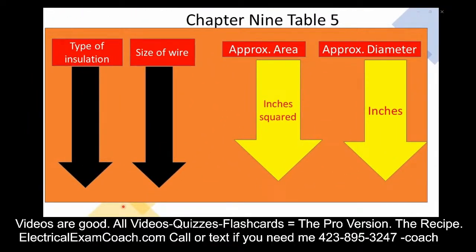When we get to Chapter 9, Table 5, it looks very similar to Annex C. But anytime we come to a table, we have to be careful to make sure we're in the right table. We want to make sure that we're in Chapter 9, Table 5, not in Chapter 9, Table 5A. Just like with Annex C, there is an A version of the table that is for only compact conductors. So we're going to head here and we're going to start on the left-hand side and find our type of insulation. Then we're going to cross over and find our wire size. Then we have to be careful here. We want to make sure that we're in the approximate area and that we're in the inches squared.